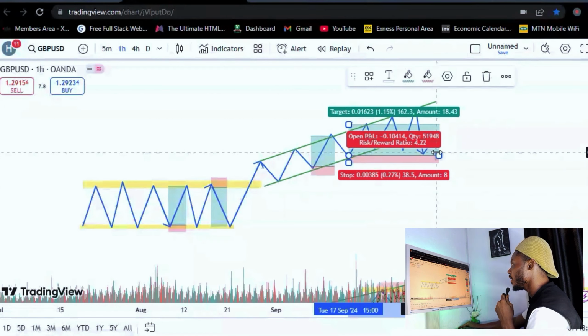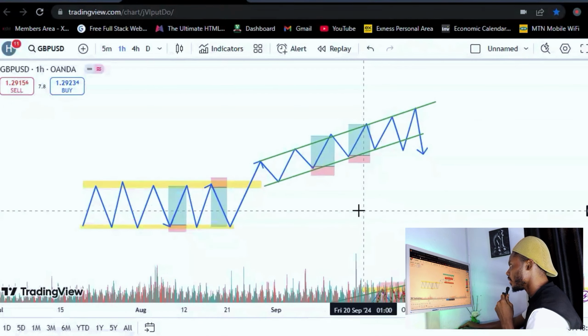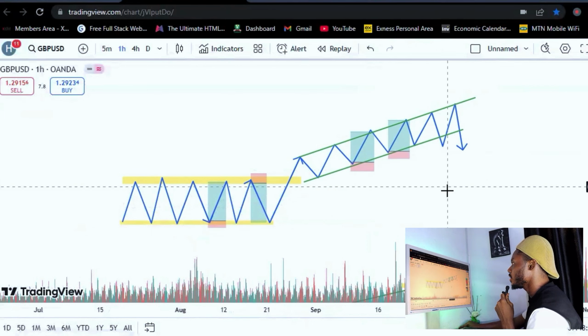Put a stop loss here, and when price gets to this resistance here, take profit there. Now there are two ways you can actually trade this.